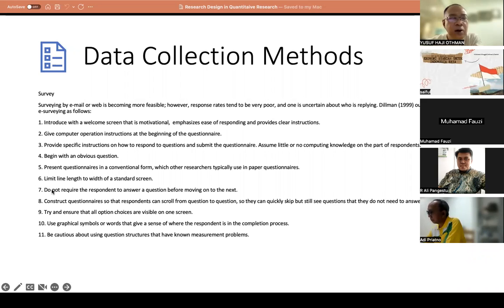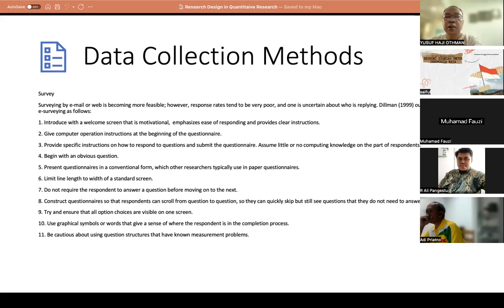Try and ensure that all option choices are visible on one screen. Use graphical symbols or words that give a sense of where the respondent is in the completion process. For example, if you have 12 pages, the Google Form should indicate that you are now on page number 4, page number 5, and there are 12 pages in total. Be cautious about using question structures that have known measurement problems.